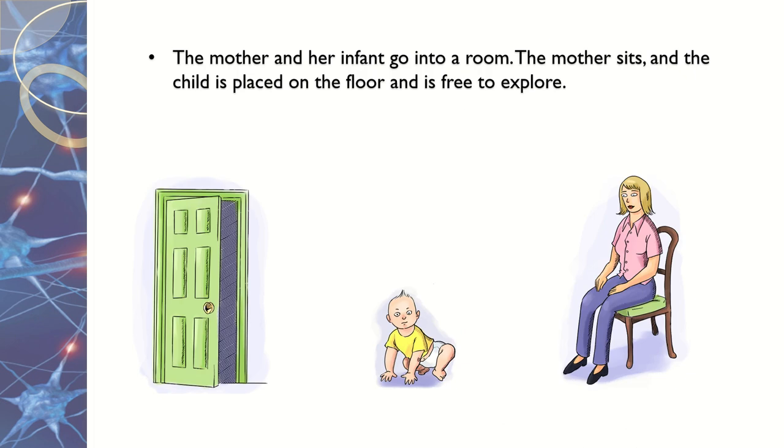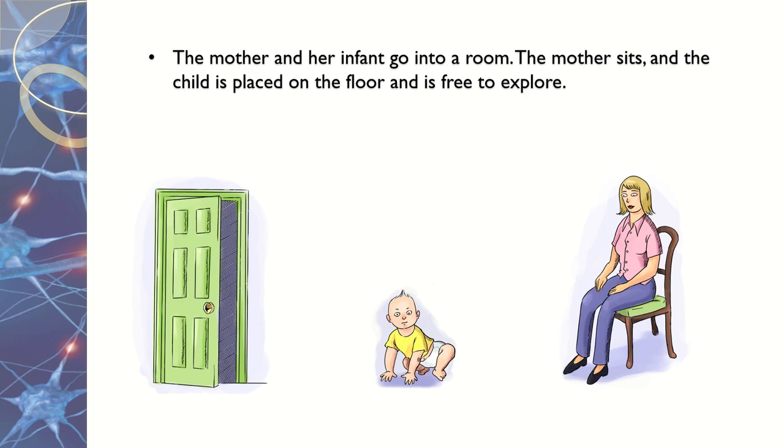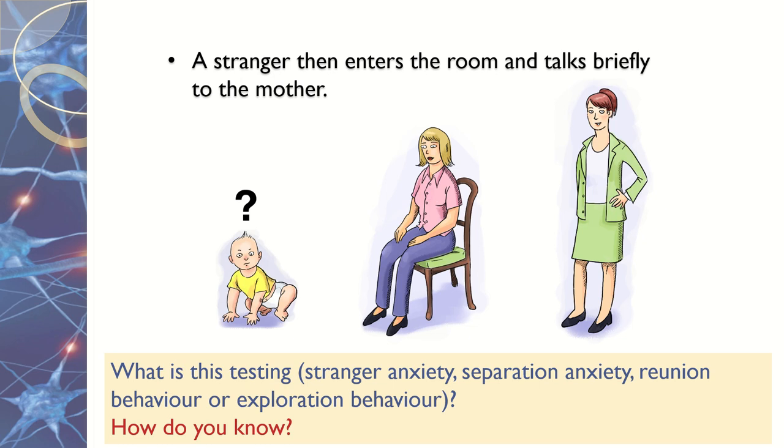So we're just going to go through now the structure of what happens, and as I said, you don't have to know the specific order, but it'd be worth remembering how that relates to these 4 different things. So the first thing that happens is the mum and the child go into the room together, and the mum sits down and the child's placed on the floor, and the child is allowed to explore, and the mother's just encouraging them, making sure they feel comfortable with the environment.